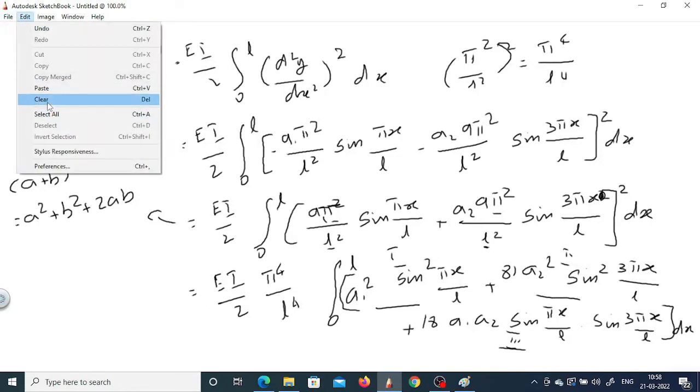Okay. So what is the first term? The first term is integral of a1 square sin square pi x by L into dx. This is the first term available from our previous step. Okay, so this term, the limits are 0 to L. According to our problem, the beam started from 0 and ended with L. The total span length of the given beam is L, so that I can write here 0 to L. It is the first term which I derived in the previous step. Now I can move the a1 square outside from the integration because it is constant.